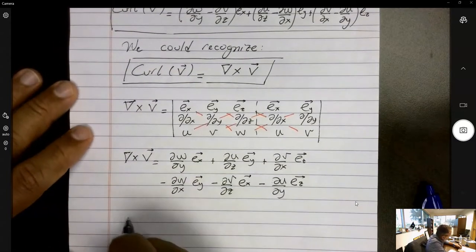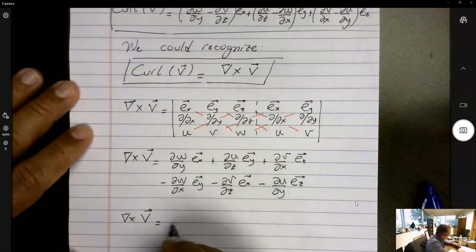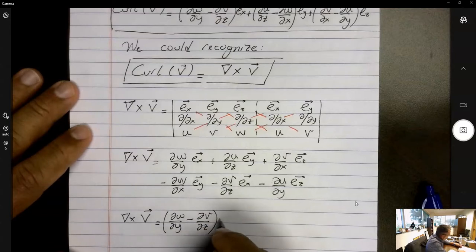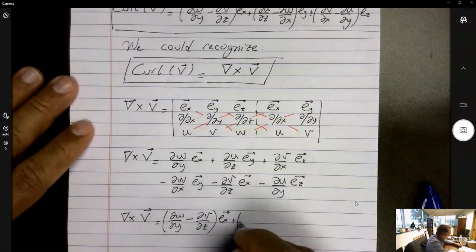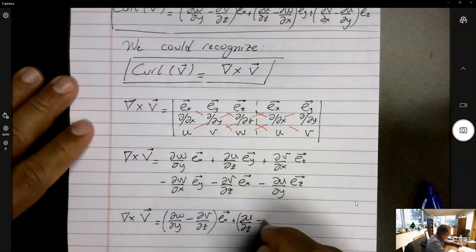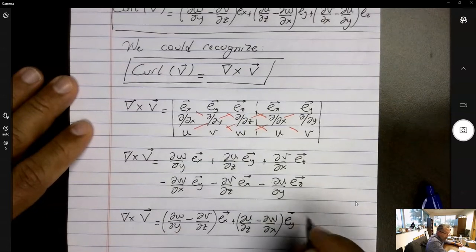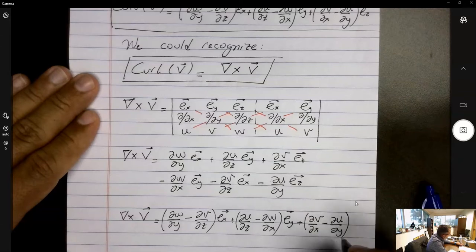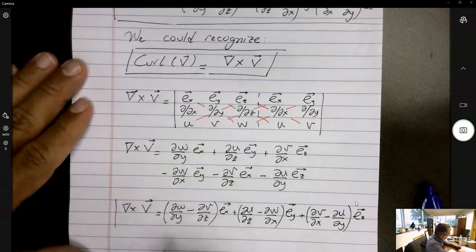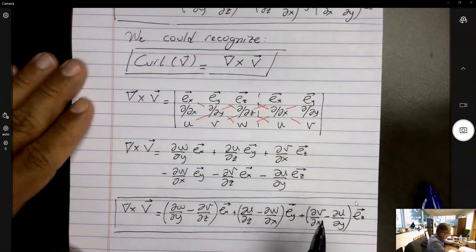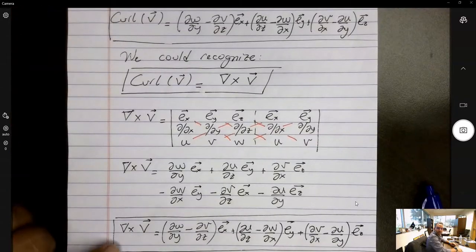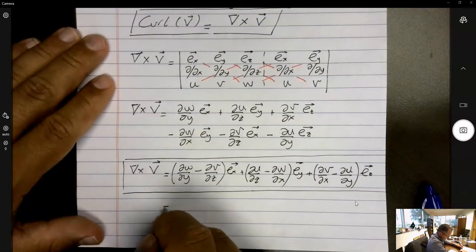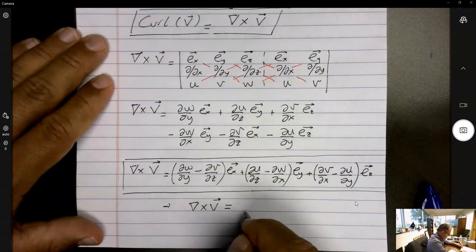And when you combine these together, you'll get dw dy minus dv dz in the x direction, and then you get du dz minus dw dx in the y direction, and then you get dv dx minus du dy in the z direction, which is identical to what we did up here. So the curl of V is the same thing as del cross V. So indeed, del cross V is equivalent to curl of V.